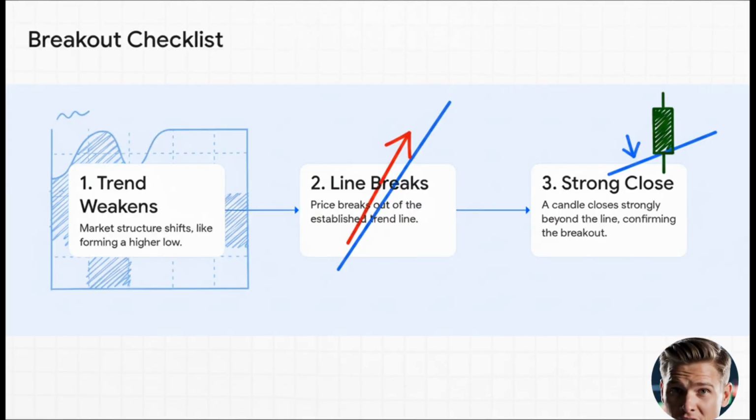So, here's the checklist for a true breakout trade. Step 1, and this is the most important part, happens before the break. We need to see that market structure weaken, just like that higher low we just saw. Then, and only then, do we wait for the price to actually break through the trend line. And finally, for our confirmation, our trigger, we need to see a nice, strong candle close beyond that line. That's what confirms the shift in power from the sellers to the buyers.